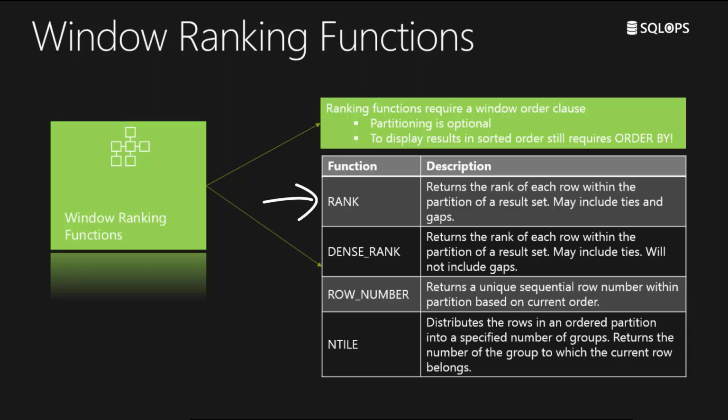The rank function returns the rank of each row within the partition of a result set, and it may include ties and gaps. The dense rank function returns the rank of each row within the partition of a result set, and it may include ties just like the rank function, but it will not include gaps. The row number function returns a unique sequential row number within the partition based on the current order. The ntile function distributes the rows in an ordered partition into a specified number of groups and returns the number of the group to which the current row belongs. Let's take a quick look at an example to see the difference between rank and the dense rank functions.